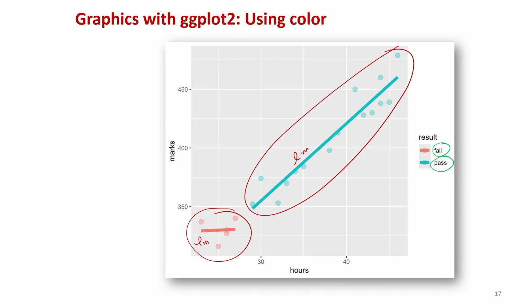The color of those points where the students have failed is red, and the color of the points where the students have passed is blue, right? And then there are two different lines for fail and pass. So our grouping of observations has been done, and based on that two different lines have been created.